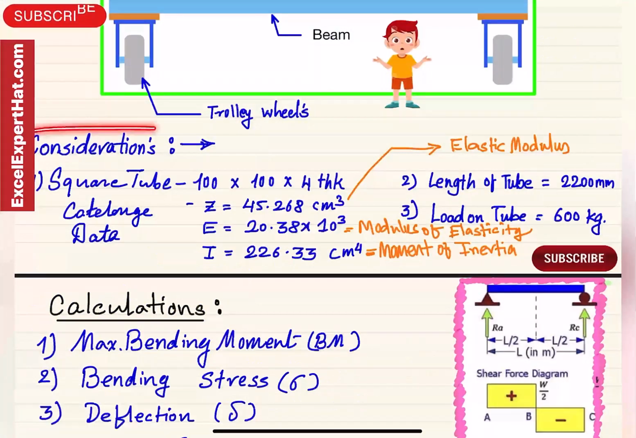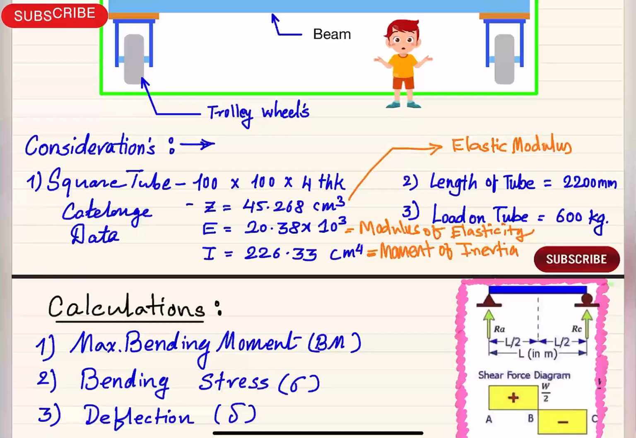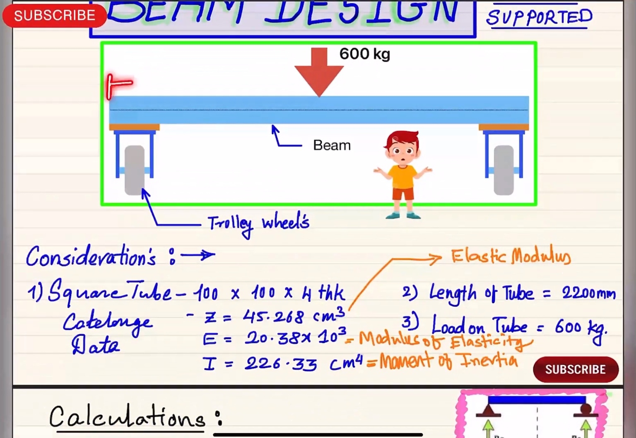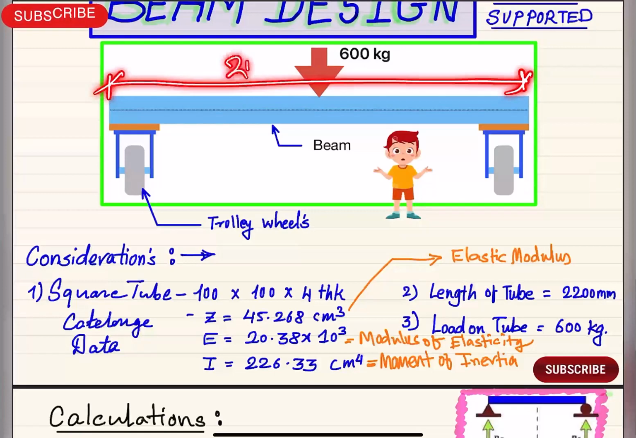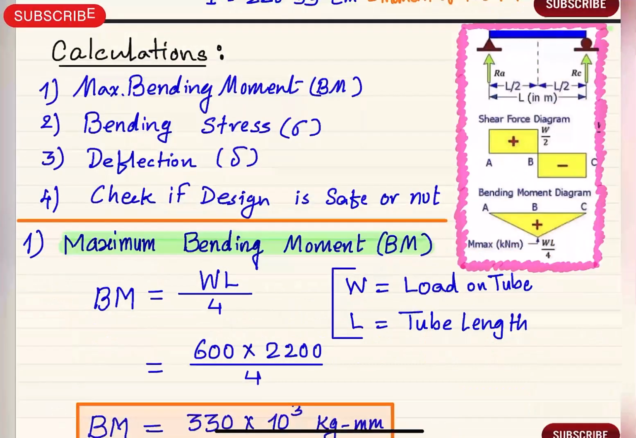Now we will see what considerations we have made. Here we have selected a tube size 100 by 4 thick, which is a square tube. From the square tube catalog, we are finding this data: Z, which is the elastic modulus, E, which is the modulus of elasticity, and I, the moment of inertia. The length required as per the design is 2200 mm, and the load on the tube is 600 kg. In this chapter, we will see how to calculate maximum bending moment, bending stress, and deflection, and we will check if the design is safe or not.